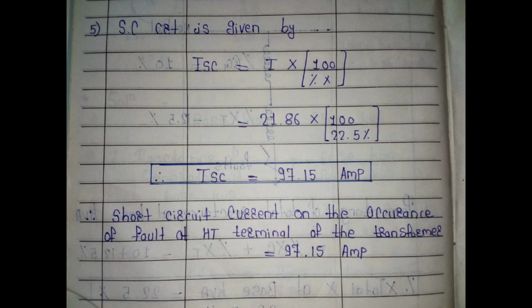Then we calculate the short circuit current, which is equal to full load current multiplied by, in bracket, 100 upon percentage reactance. The full load current is 21.86, multiplied by 100 upon percentage reactance, which means the total of the percentage reactance of generator and transformer at base kVA. Putting in these values, I short circuit is equal to 97.15 ampere. So this is our final answer: the short circuit current on occurrence of a fault at the HT terminal of the transformer is 97.15 ampere.